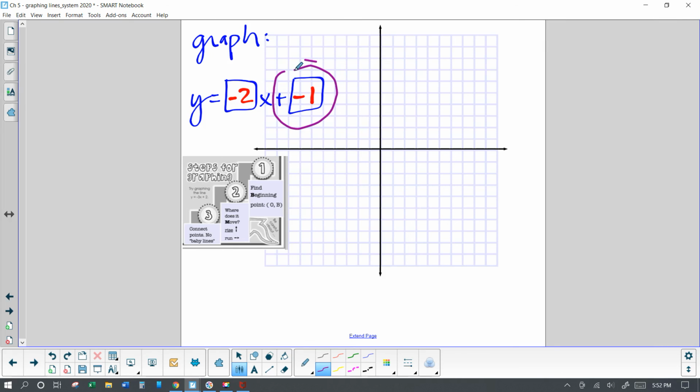We find our beginning point where x is 0 and y is -1. That's where we're going to go. We're going to put a point right there where x is 0 and y is -1, and then we're going to find our slope. Our slope in this case is -2. Remember, if I have a whole number, my run is always going to be +1. And so in this one, I'm going to go down 2 and over to the right 1.